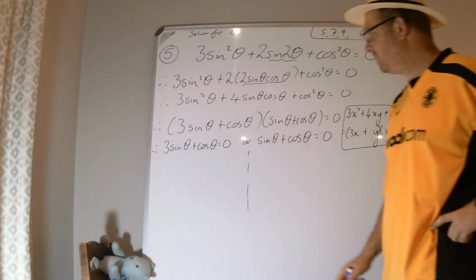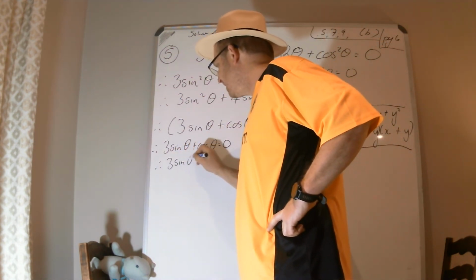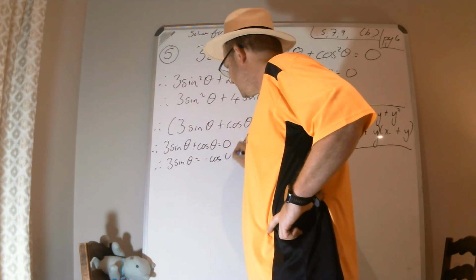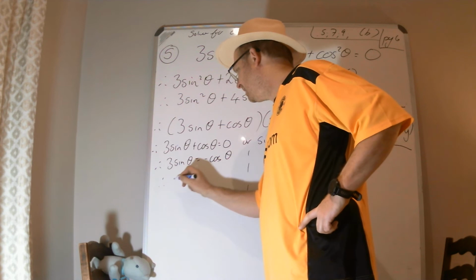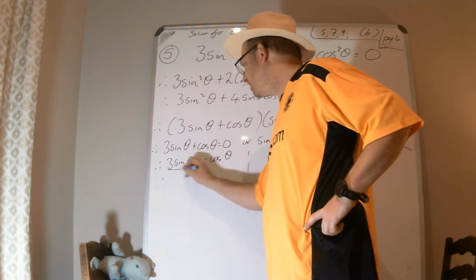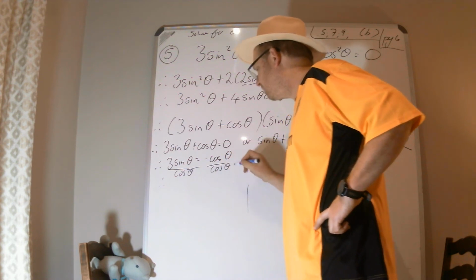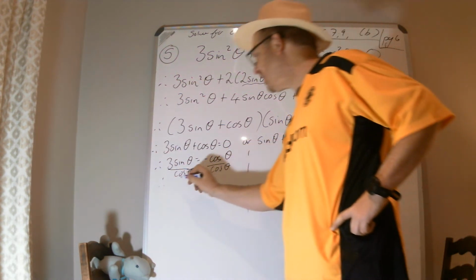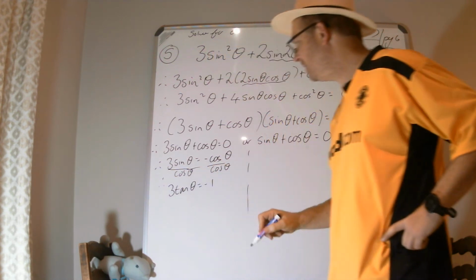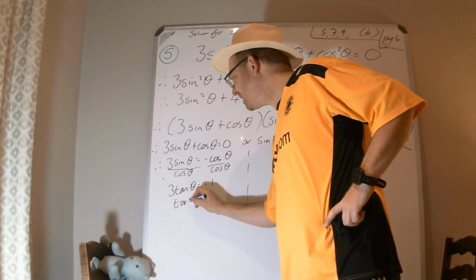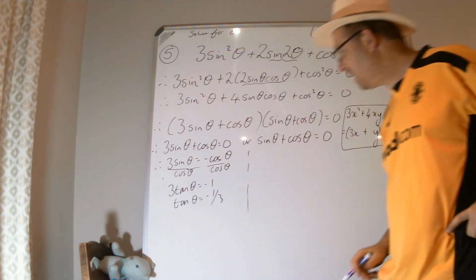So Maximilian, what are you going to do? Yes, indeed. So I get 3 sine theta is equal to negative cos theta. You divide both sides by cos theta, because the angles are the same size and you've got a single term on both sides of the equation. So then you're going to end up with 3 tan theta is equal to negative 1. So tan theta is equal to negative a third, right?